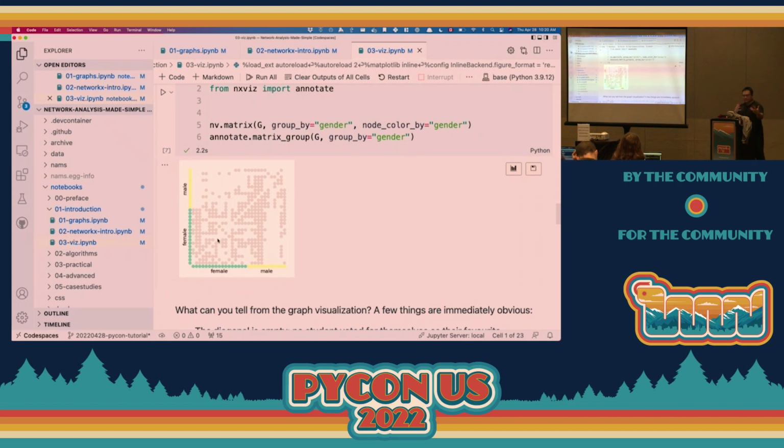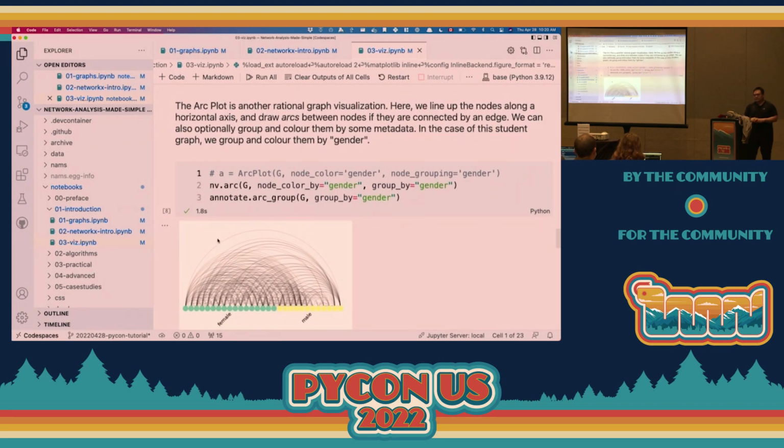Exactly. You can also take a look at inter versus intra-group connectivity over here, just by simply grouping your nodes in a sane fashion. Cool, awesome.